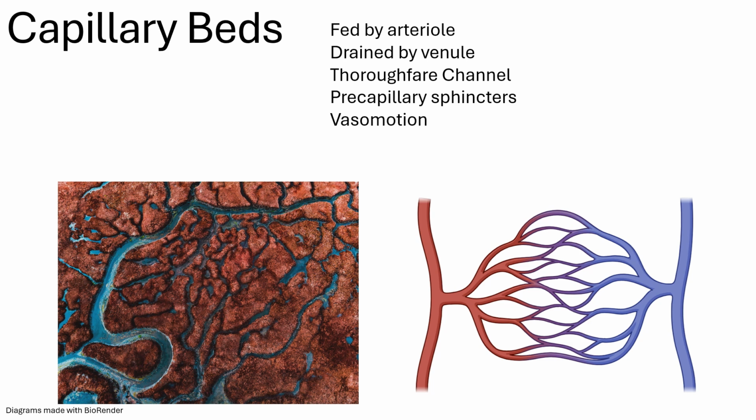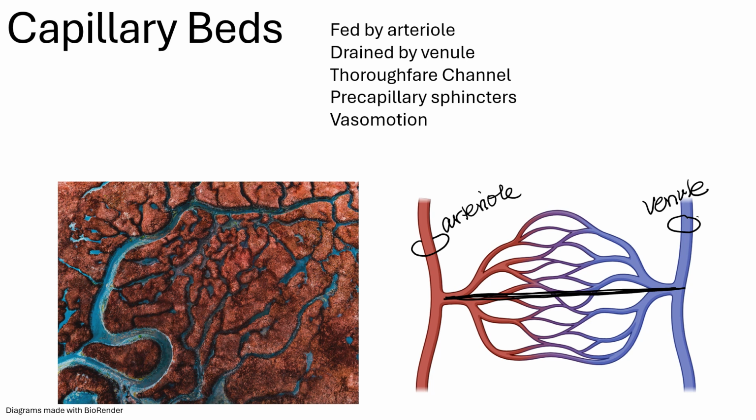So capillaries are fed by an arteriole and capillaries are drained by a venule. Running through the center, connecting the arteriole and venule, is something called the thoroughfare channel, which is not well pictured in my choice of a capillary bed here, but it would be a vessel that just flows from the arteriole to the venule. So that's the thoroughfare channel. When blood enters this thoroughfare channel, it slows down as it diffuses out into the capillary bed.